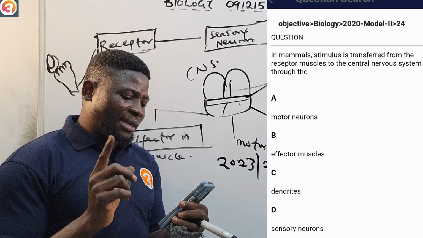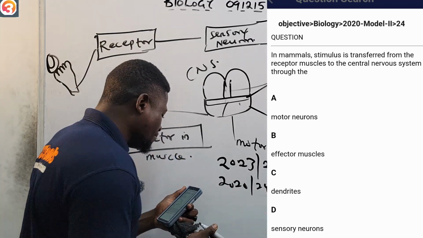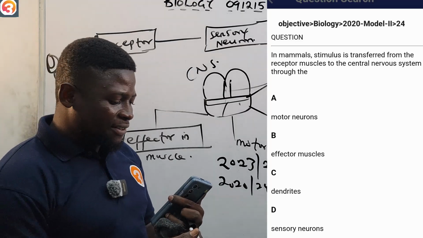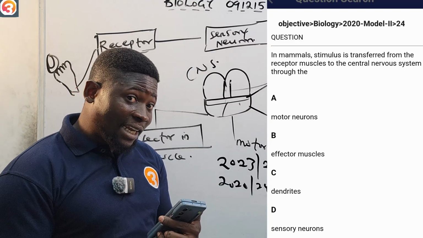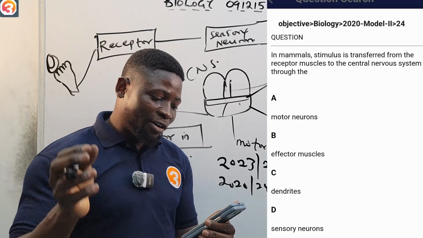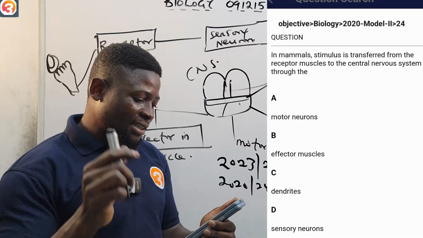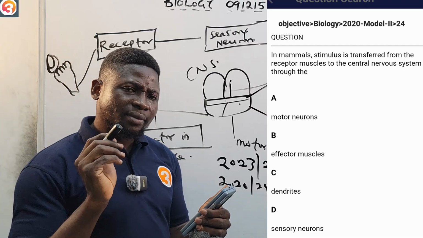2020, another assignment for you. Number 24 says, in mammals, stimulus is transferred from the receptor muscles to the central nervous system through the motor neurons. Is it motor neurons? B says effector muscles. C says dendrites. D says sensory neurons. Tell me the answer in the comment section.